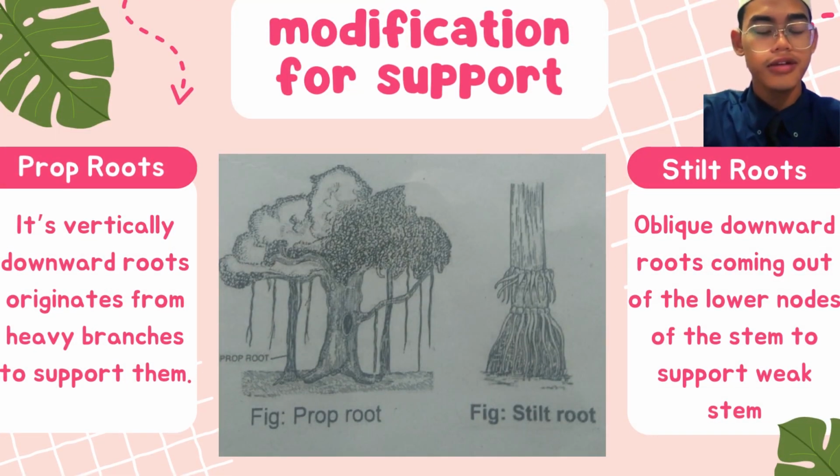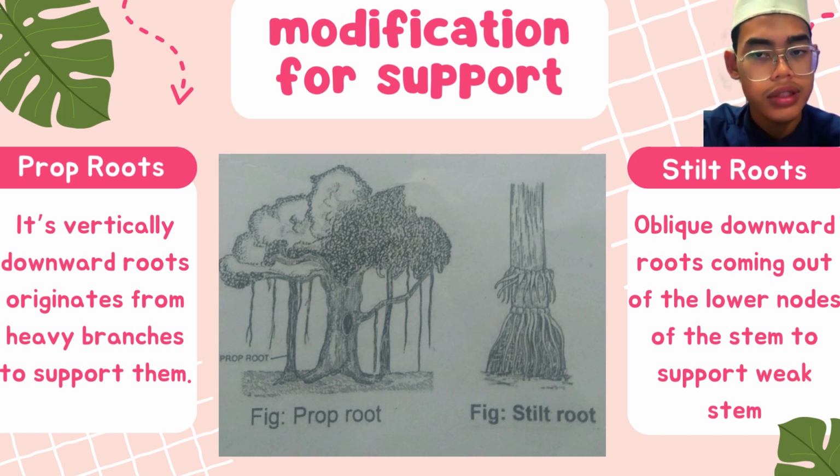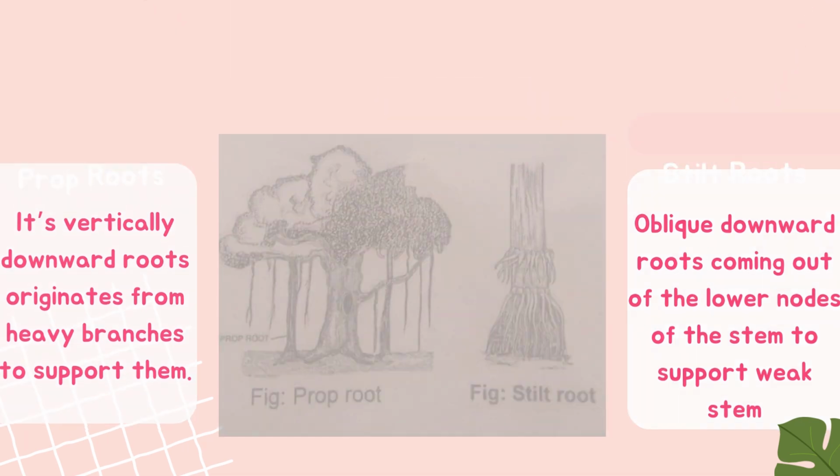Next, modification for support. We have two types of modification for support. First, we have prop roots, and the second one is stilt roots. For prop roots, they grow vertically downwards. Roots originate from heavy branches to support them. And for stilt roots, oblique downward roots come out of the lower nodes of the stem to support a weak stem. You can see the example in the picture given.